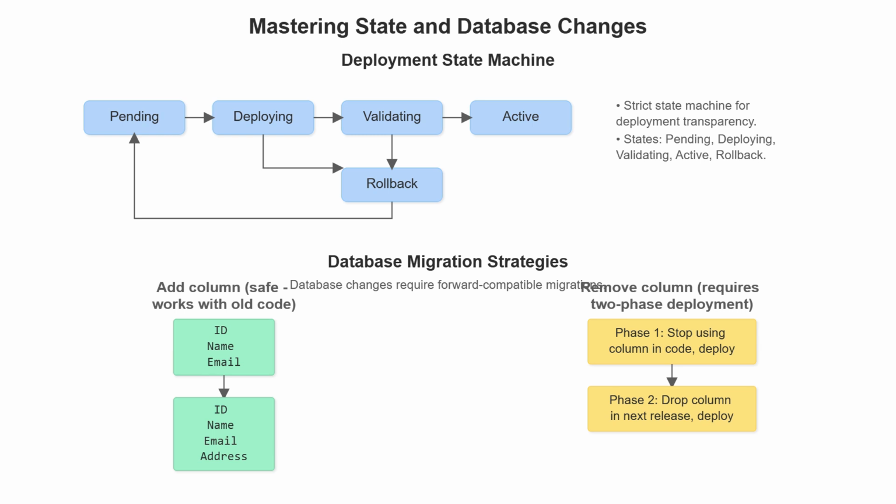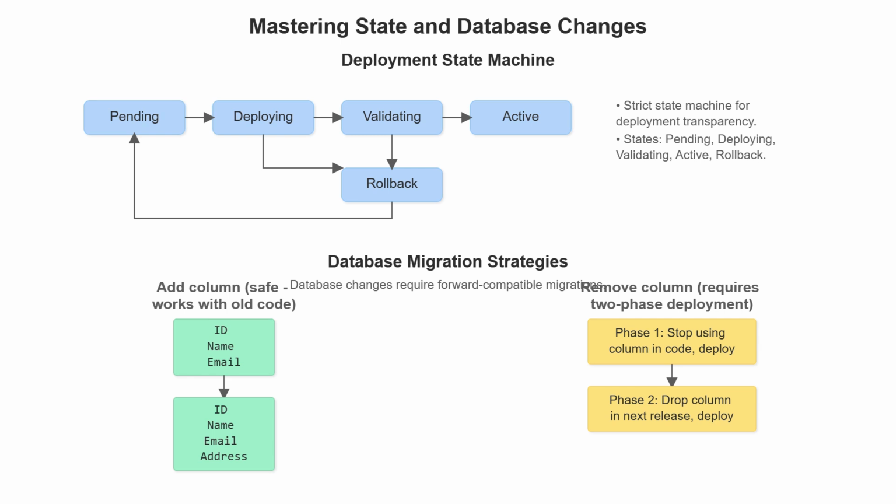Now, the trickiest part of continuous deployment often involves handling database changes. This is where many pipelines falter. Our strategy is to implement forward-compatible migrations. This means your database changes are designed to work with both the old and the new code versions simultaneously during the deployment window. For simple additions, like adding a new column, it's straightforward. The old code simply ignores the new column while the new code starts using it.